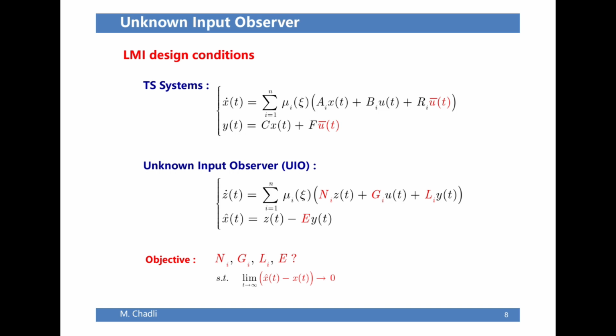It is the meaning of less conservative results. And the goal, as you can see here, the unknown input observer is given by this structure, where the aim is to calculate these gains, N_i, G_i, L_i, and E, such that the estimation error converges asymptotically to zero. This is the objective. And the objective is to find linear design conditions, because the aim is to use linear numerical tools, such as the LMI toolbox under MATLAB.